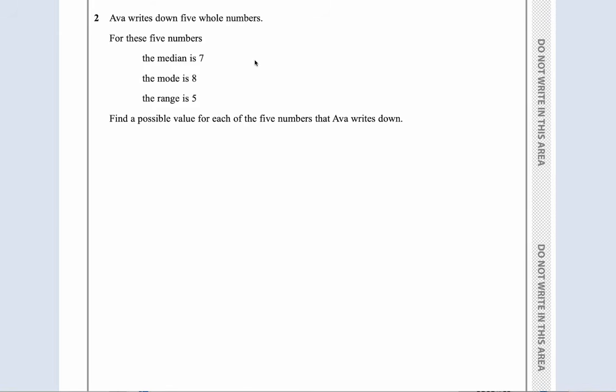Ava writes down 5 whole numbers. For these 5 numbers, the median is this, mode is this, range is this. Find a possible value for each of the 5 numbers. So there's a number of different possible values you can have. So the median is 7. That means in the middle, so I like to draw boxes, guys. 1, 2, 3, 4, 5. In the middle, we have to have 7. So 7 has to go in the middle.